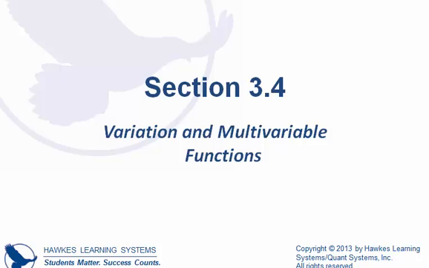We will now begin section 3.4 and talk about variation and multivariable functions. We begin with an understanding that a number of natural phenomena exhibit the mathematical property of variation. What this means is that one quantity varies or changes as a result of a change in another quantity.